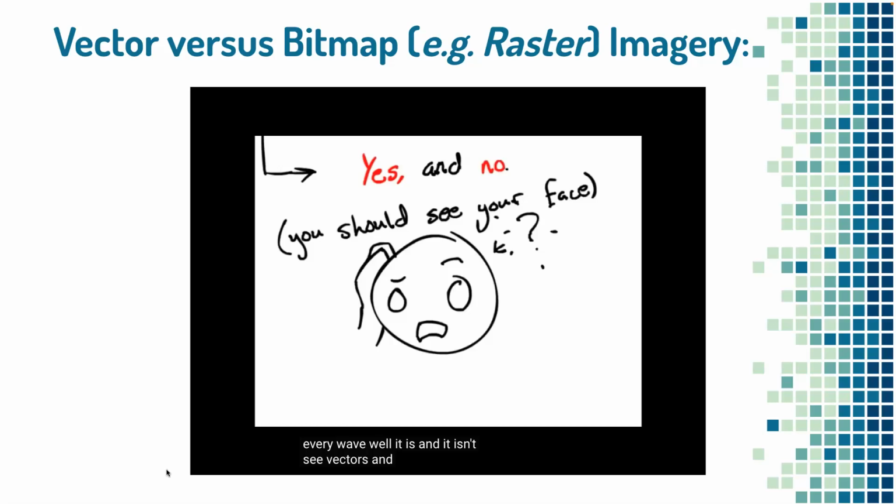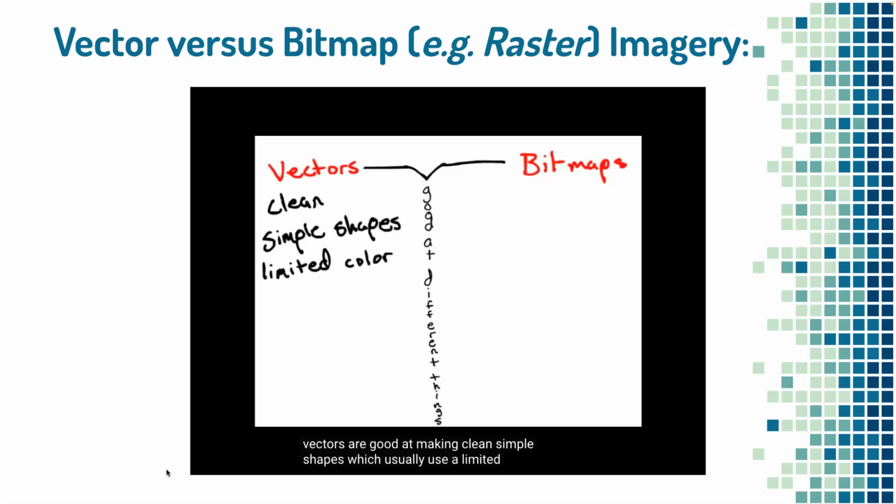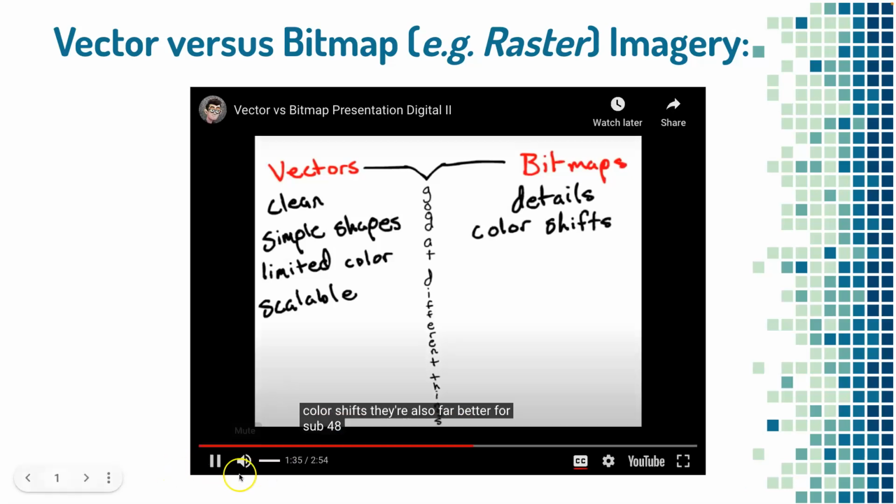See, vectors and bitmaps are good at different things. Vectors are good at making clean, simple shapes which usually use a limited color palette. They're also perfect for images that need to be scaled, either larger or smaller. Bitmaps, on the other hand, are good at details, usually things like color shifts. They're also far better for sub-48 pixel designs like desktop icons.